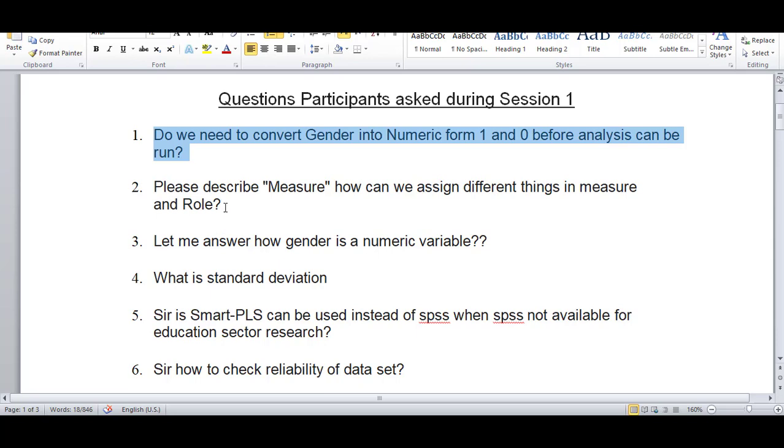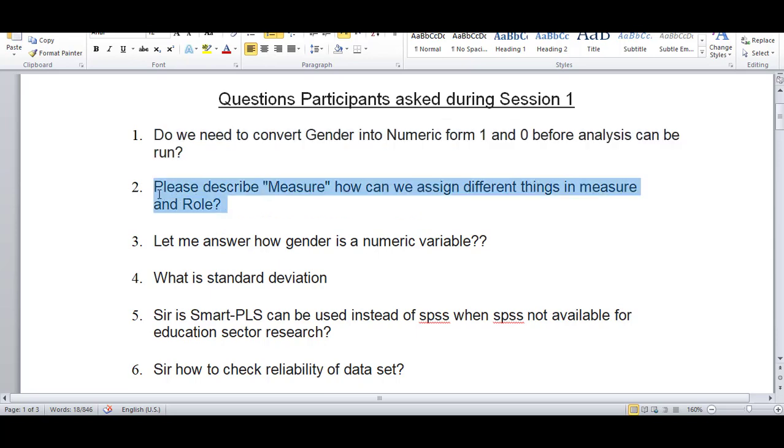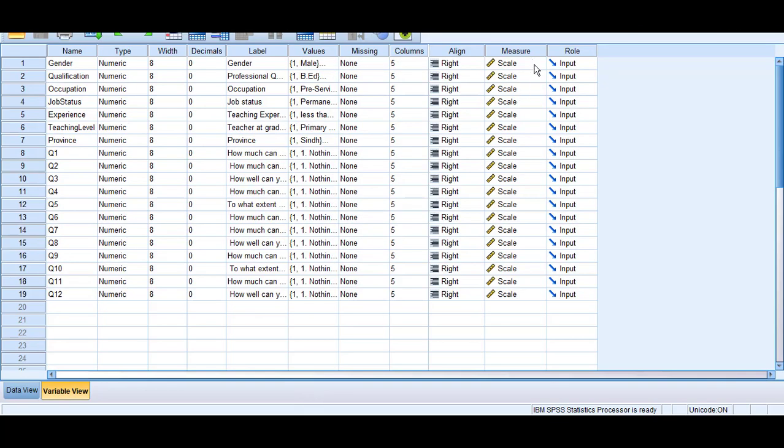Number 2, please describe measure, how we can assign different things in the different roles. So measure means, in SPSS you may have seen this window, this measure. There are 3 measures in SPSS, which are scale, ordinal and nominal. A scale is the measure which has numeric values, for example teaching experience, salary, job satisfaction, test score, height, weight, room temperature, width. These all are scales.